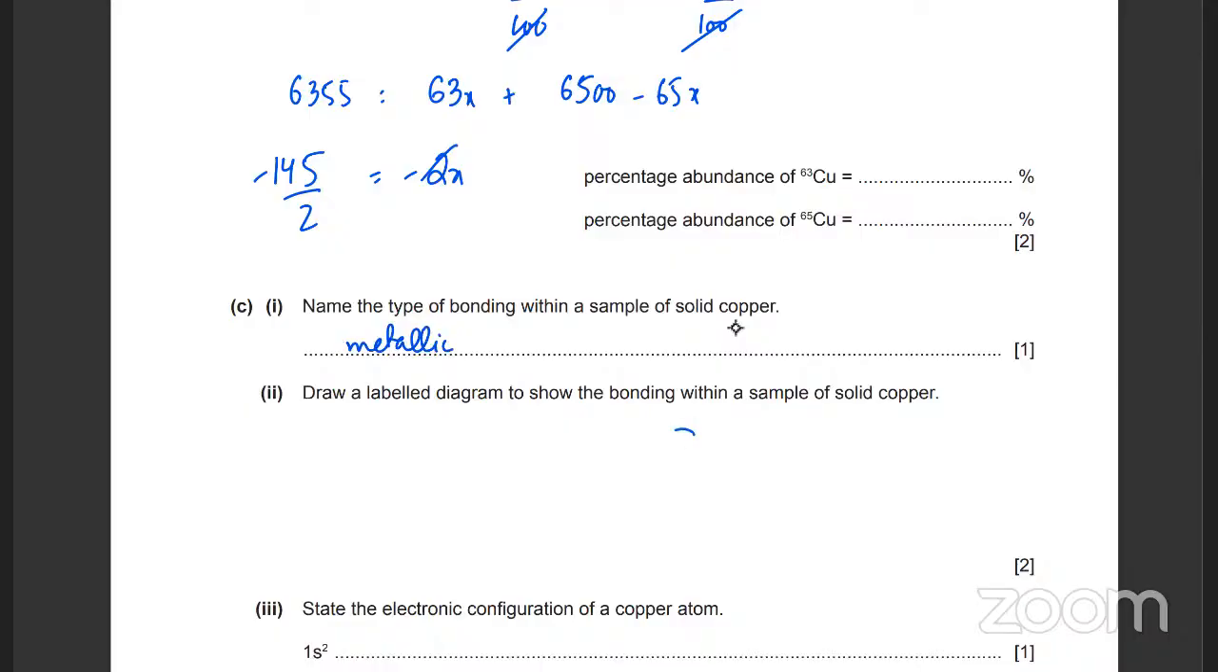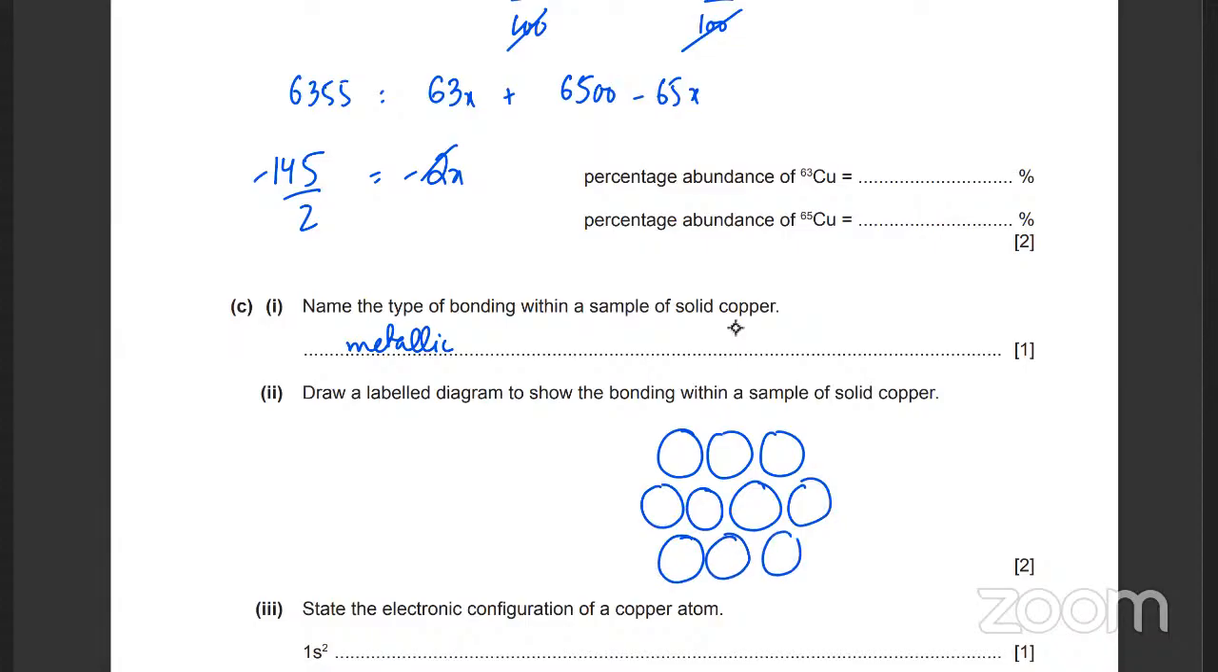Metallic bonding, you have to describe what metallic bonding looks like. It's a bunch of positive metal ions in a sea of free moving electrons.